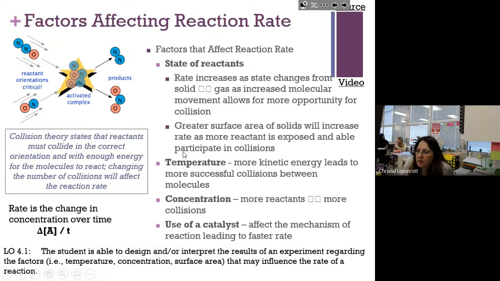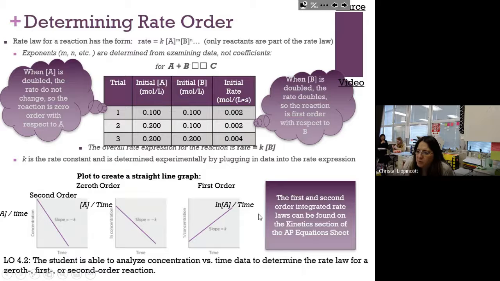All right, we're on to kinetics now. State of reaction then, rate increases as you go from a solid to a gas because you have more collisions. Temperature, the higher the temperature, the more collisions will occur. Concentration, the more reactants you have, the more things that they've got to bump into. And then a catalyst can also be used to speed up the reaction. You need to make sure that you have these graphs memorized and what they mean.